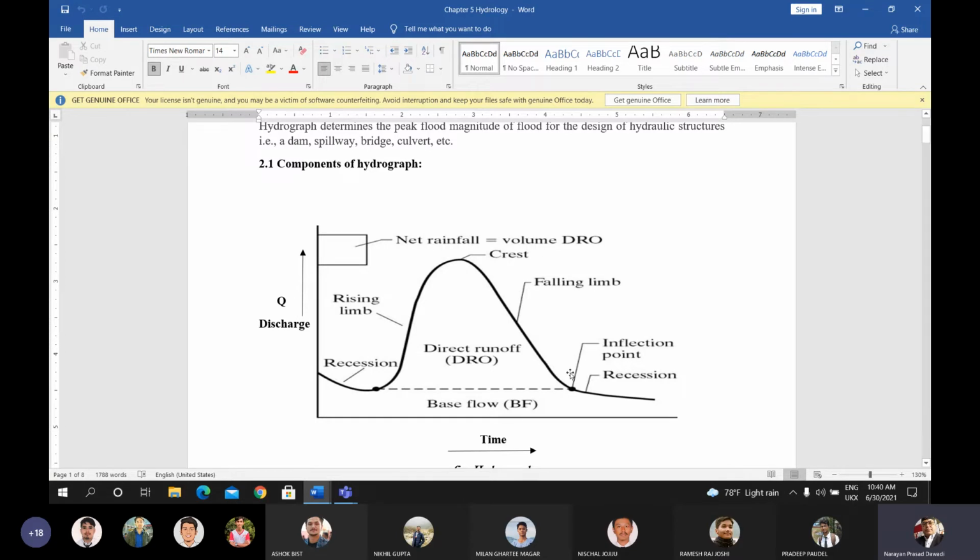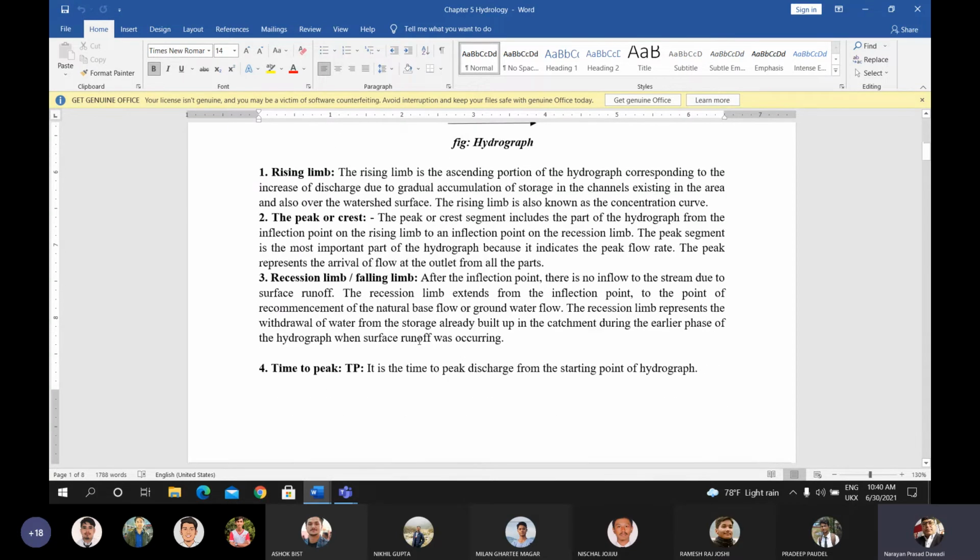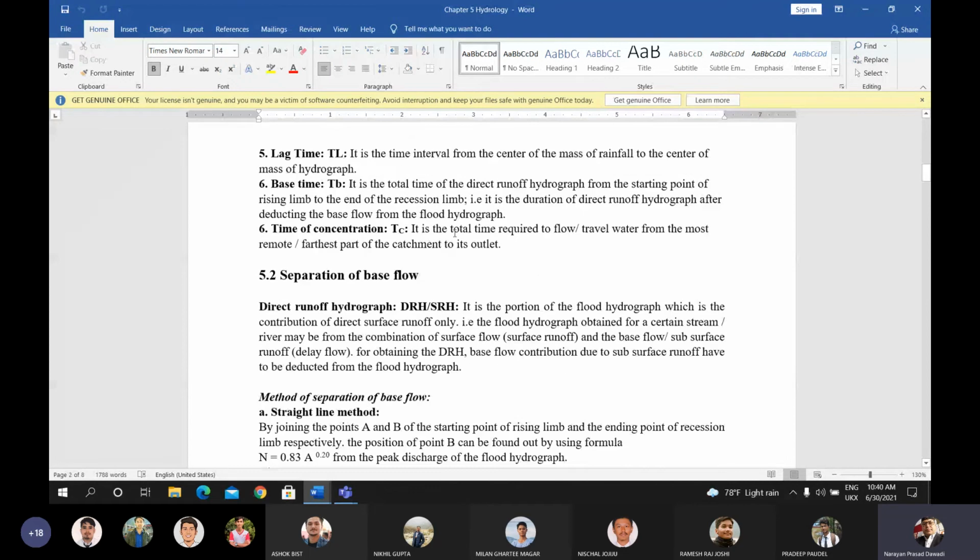Okay, time of concentration is the total time required for water to travel from the most remote or farthest point of the catchment to its outlet. Catchment outlet means the river's inlet. Where we measure the discharge, that is the inlet point of the river. The last point from the catchment area where water flows into the river is called the outlet.